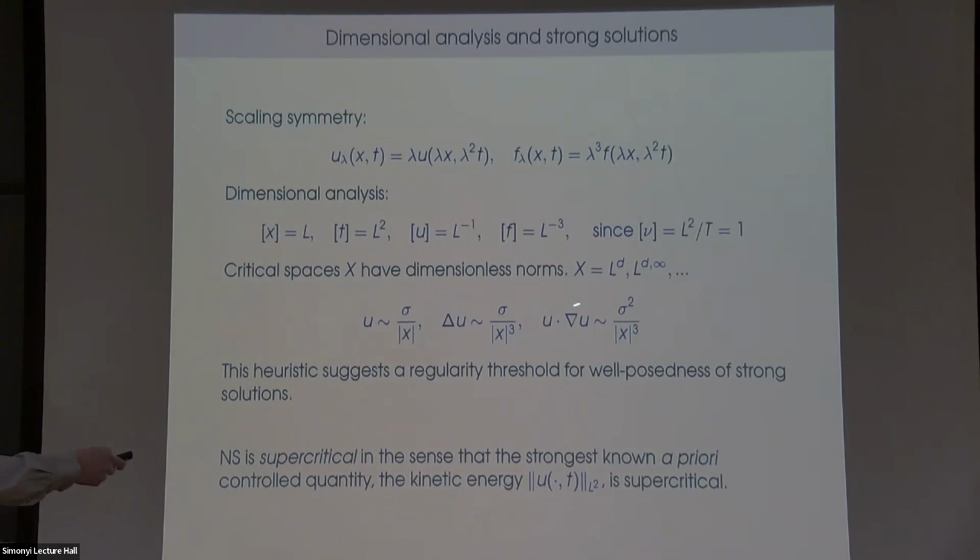And you also have the u grad u term, the inertial term, which is like sigma squared over x cubed. So when sigma, the size parameter, is small, you expect that the Laplacian will dominate. You can solve the equations, you can find solutions, and things will be well posed. When sigma is large, you expect that the nonlinearity will dominate, and maybe you can't solve the equations. So this heuristic suggests a regularity threshold in terms of these critical spaces for when you can prove well posedness, when you can find, at least locally in time, a strong solution, unique within some natural class, and smooth.